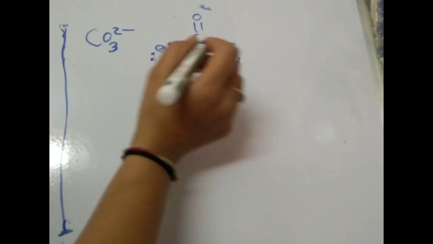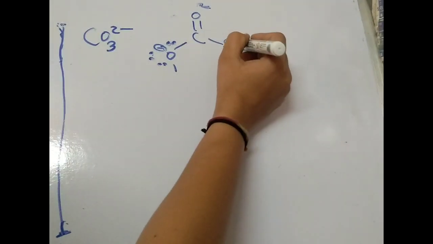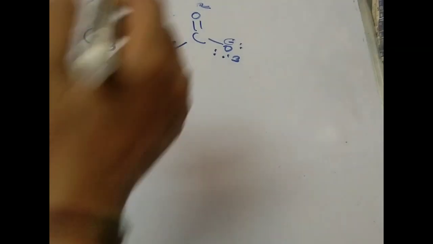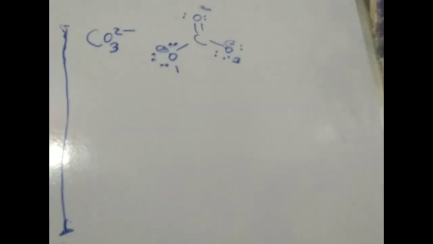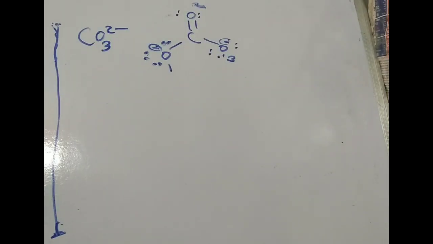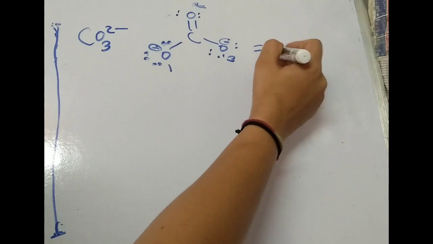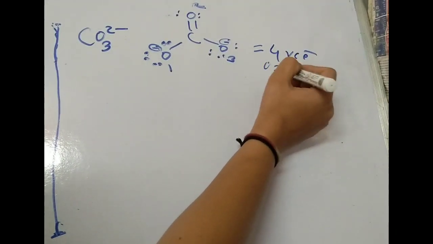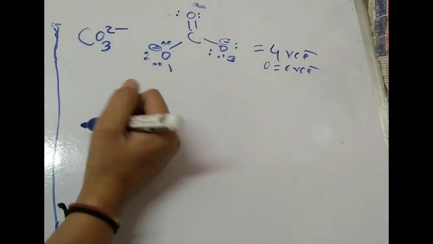This is the negative charge of the oxygen atom. For O3 there are 6 non-bonding electrons present, and for O2 there are only 2 electron pairs, that is non-bonding electrons, present. The formal charge of the carbonate ion we can calculate like this: the carbon has 4 valence electrons, and the oxygen atom has 6 valence electrons. So after this we will calculate the formal charge.